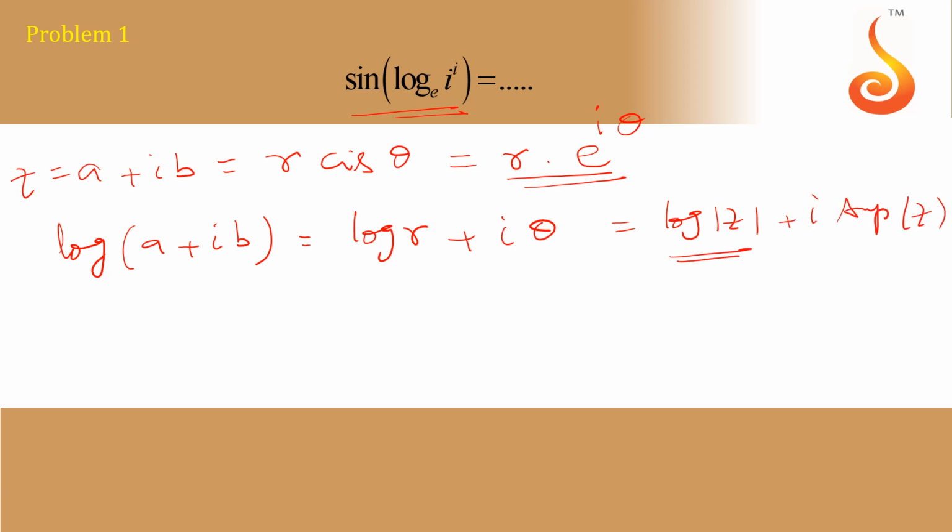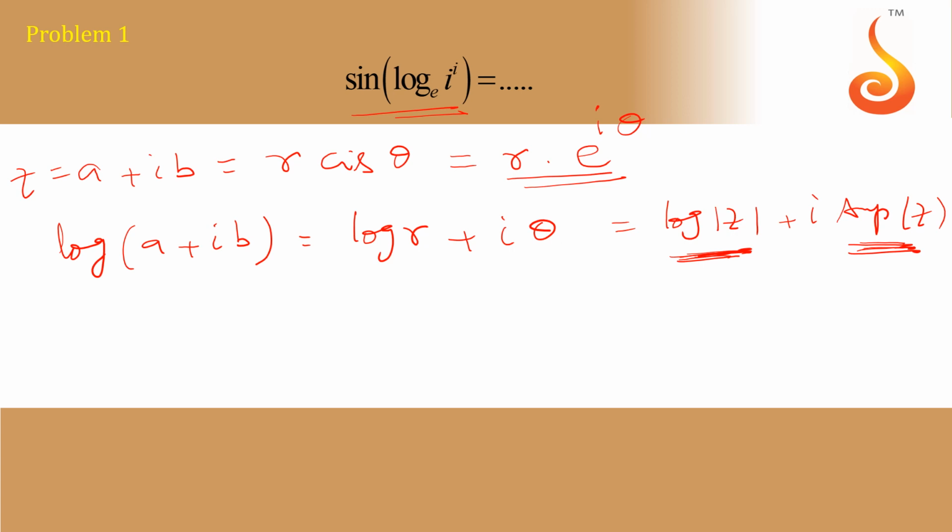So again it is in the a plus ib form. Log mod z is a real number, amp of z is also a real number. So logarithm of a complex number is again a complex number in the form of a plus ib. To write the logarithm of a complex number, we want log modulus plus i into amp. So the real part of the result is log mod z and the imaginary part is simply amp.